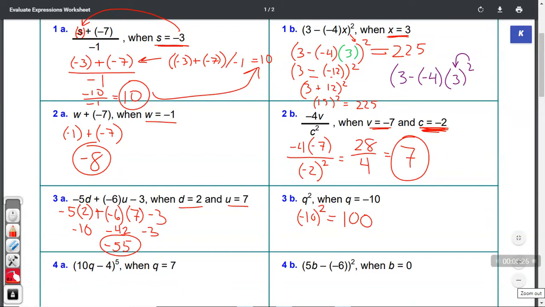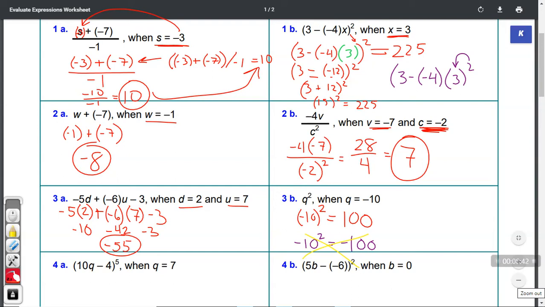A lot of people, and I'm going to put this in a different color, purple again, a lot of people write this. And if you plug that into your calculator, you will get negative 100. That is not correct here. That, in this case, is wrong.